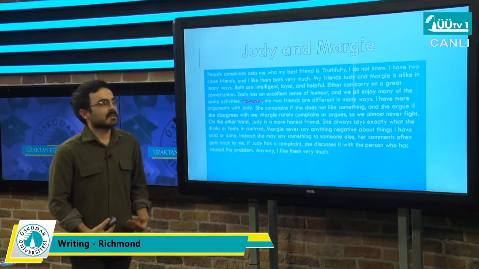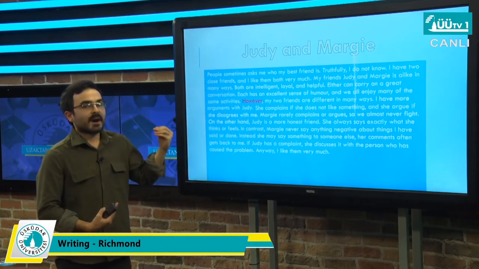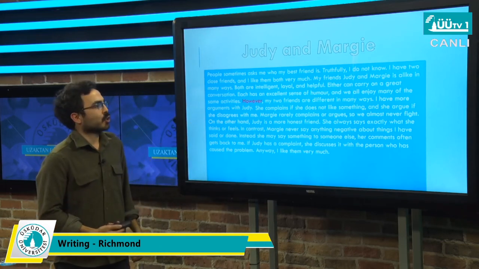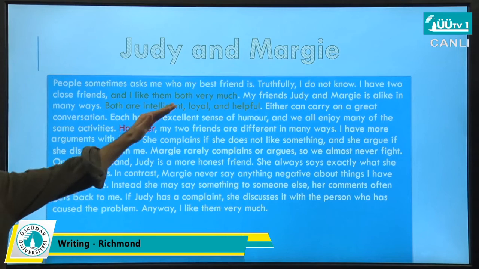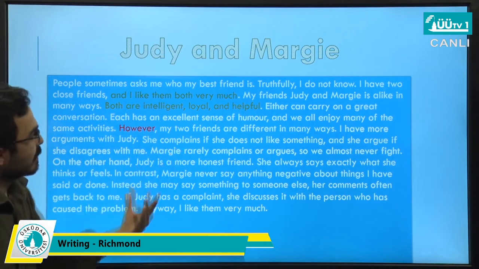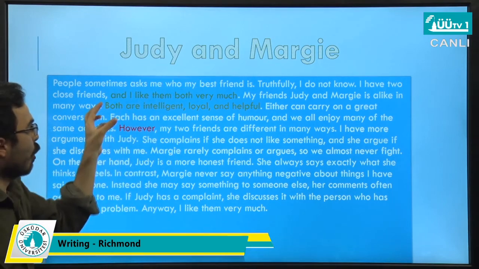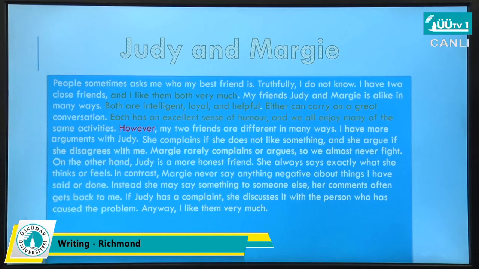Guys, let's look at what this writer is doing here, okay? Let's try to find the similarities between them. So, what are the similarities? I like them both very much, right? This is the similarity. And both are intelligent, loyal, and helpful, right? The writer is talking about the similarity. Judy and Margie both are intelligent, loyal, and helpful. Either can carry on a great conversation. Each has an excellent sense of humor. And we all enjoy many of the same activities.